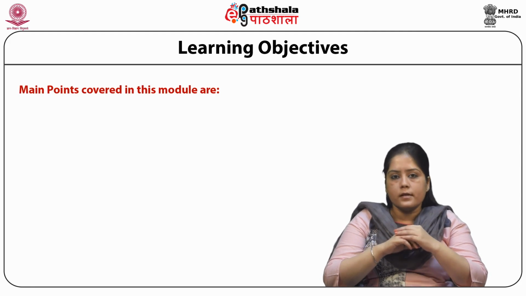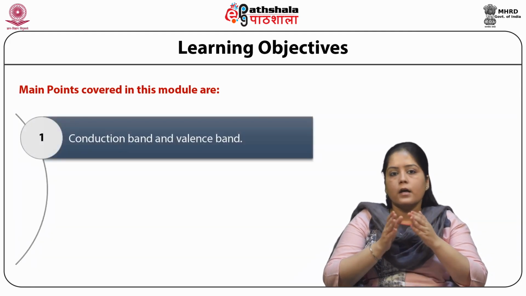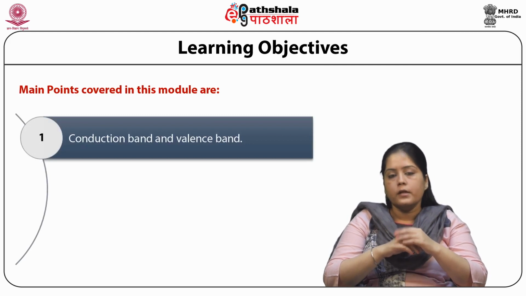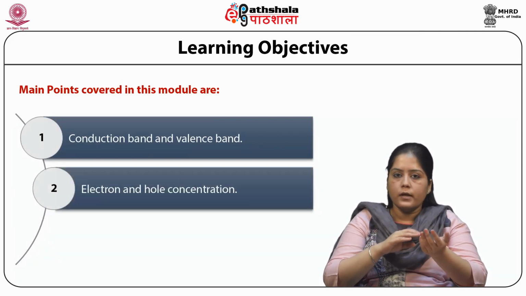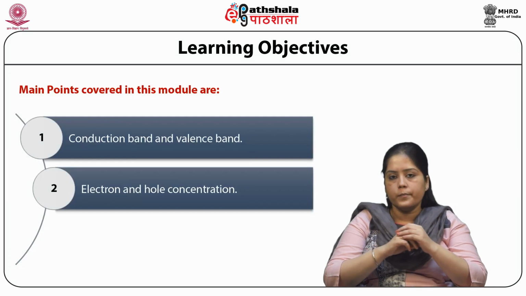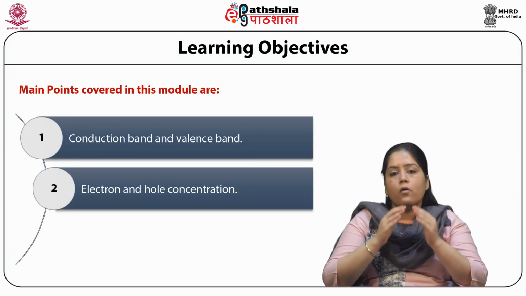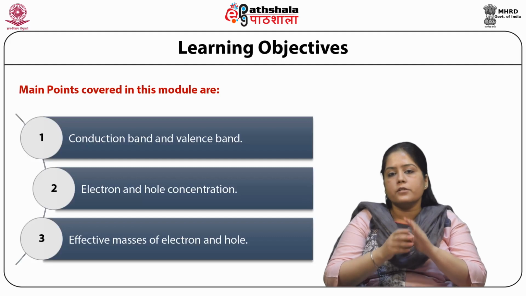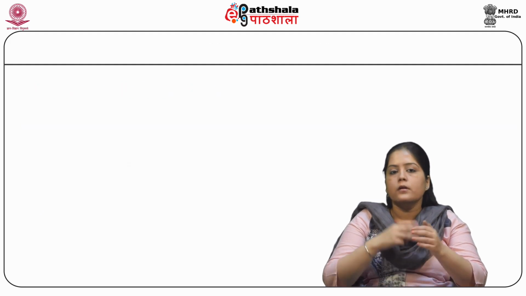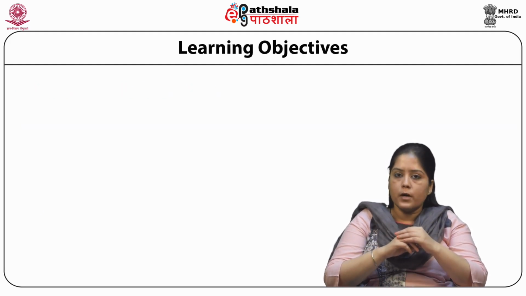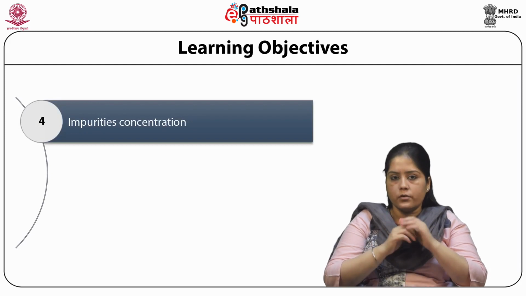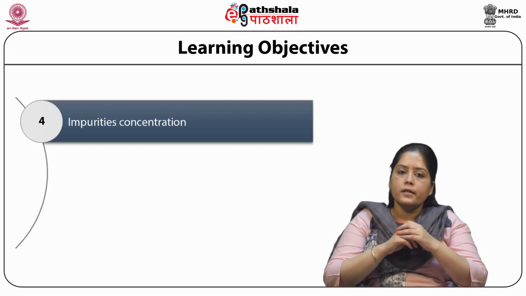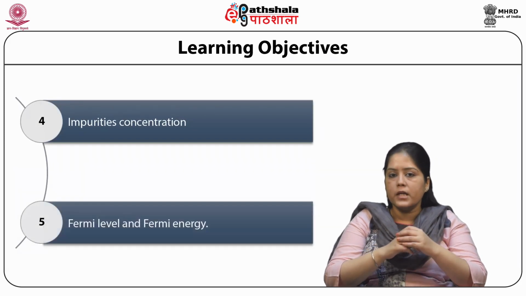First, we will discuss the conduction band and the valence band. Second, the electron and the hole concentration. Third, we will also discuss the effective masses of electrons and holes. Fourth, we will discuss the impurities concentration. Lastly, we will discuss the Fermi level and the Fermi energy.